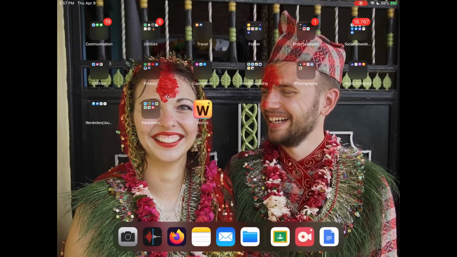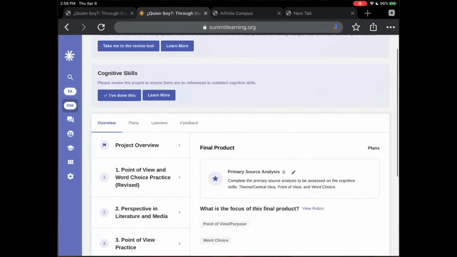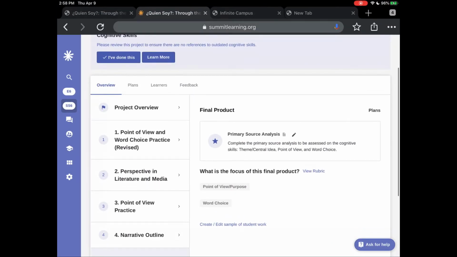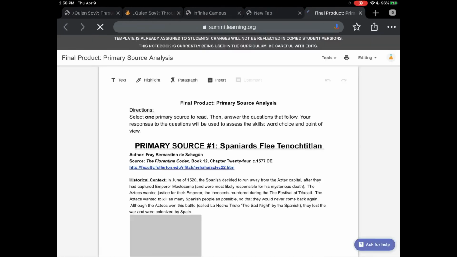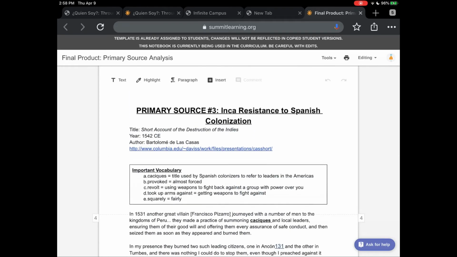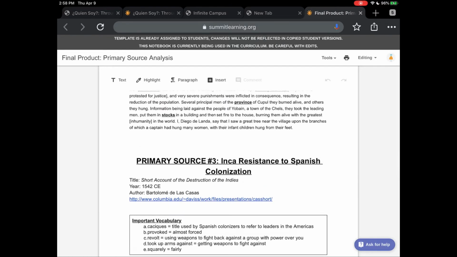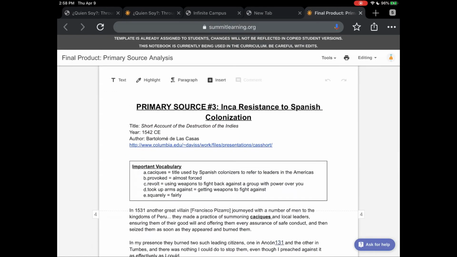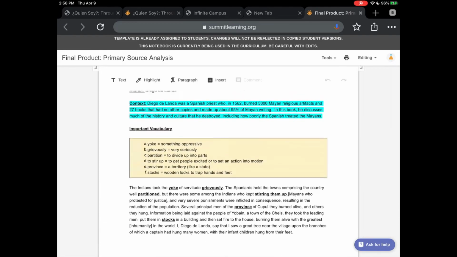So students, in your first final product, we're going to navigate over to the Summit platform. All right, and then go to primary source analysis under your Quien Soy assignment. And when you click on the primary source analysis, you're going to see primary source number 3. Primary source number 3, as a reminder, is what we read last week. That came from the priest who documented how Spain was absolutely destroying the Aztec Empire and some of the atrocities that the Spanish were committing in the New World. That was in primary source number 3.